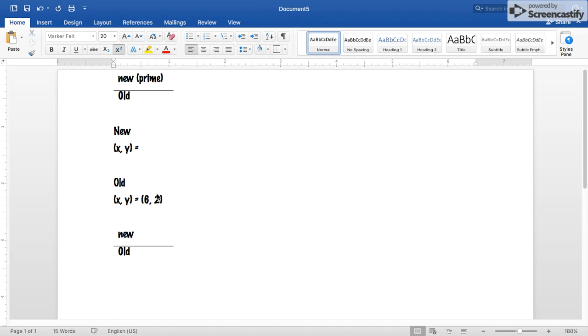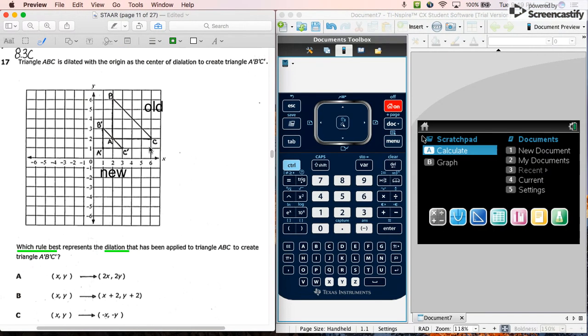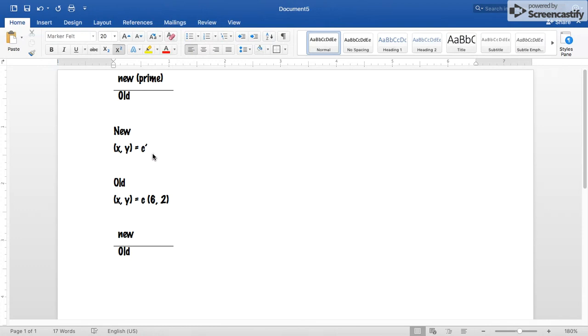Okay. Now, because I've used C, I know that I have to use C prime. So let's look and see what C prime is. C prime is 3 and 1. So I'm going to put in my ordered pair of (3, 1). Now, you don't have to do it for both, but no matter what you do, you're going to get the same answer. It's going to work out either way, okay?